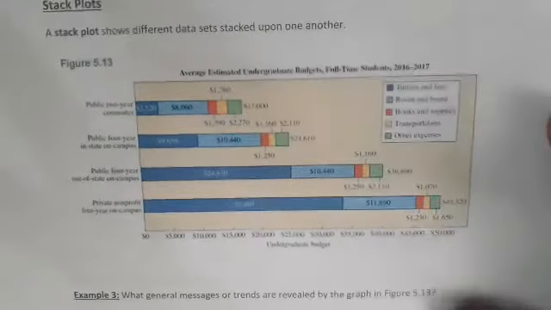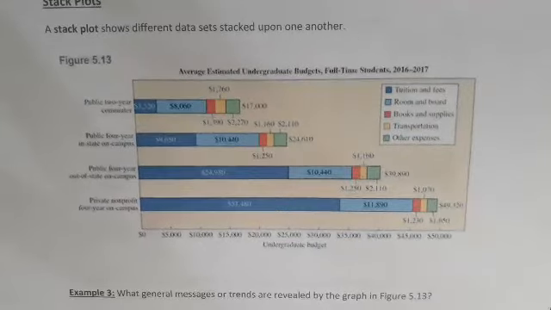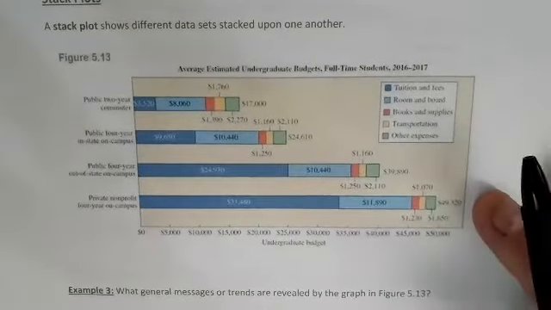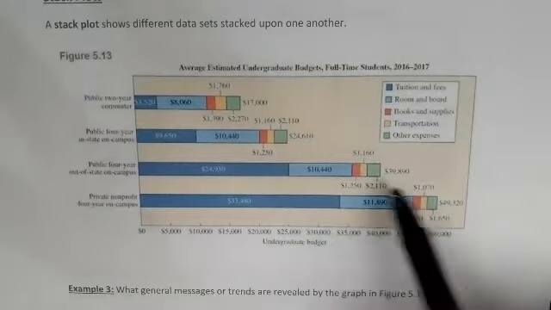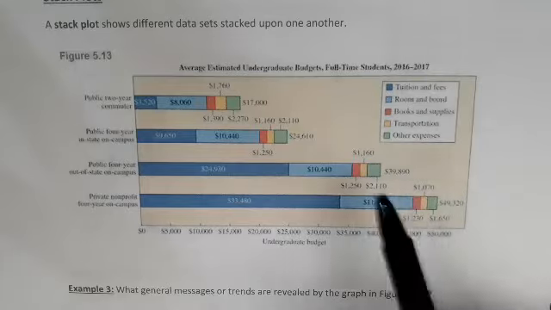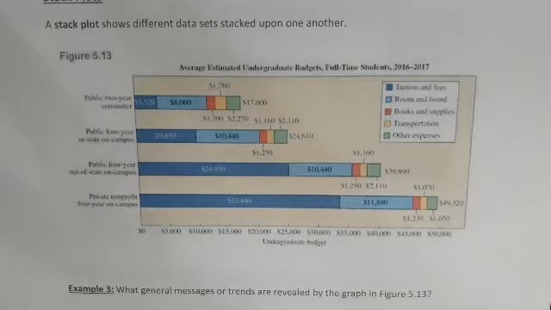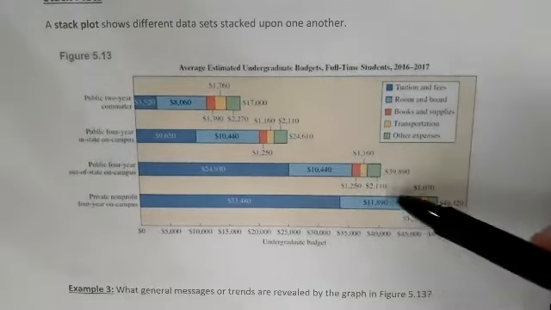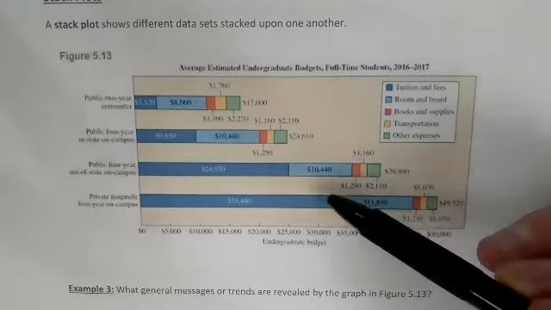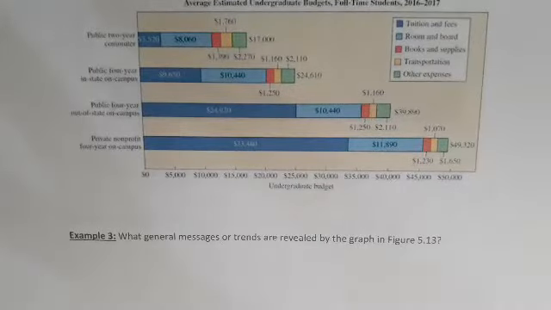Maybe a little smaller in this last one. So it tells you where your expenses sort of go. We can compare the expenses across the institutions, and we can just look at a single bar and look at where their expenses are going. So where's a private nonprofit 4-year on-campus student spending his money? Most of it's going to be in that tuition in the $33,000, right? So this also gives us a sort of proportional breakdown of what's happening just within the individual's expenses. So what general messages or trends are revealed by the graph?